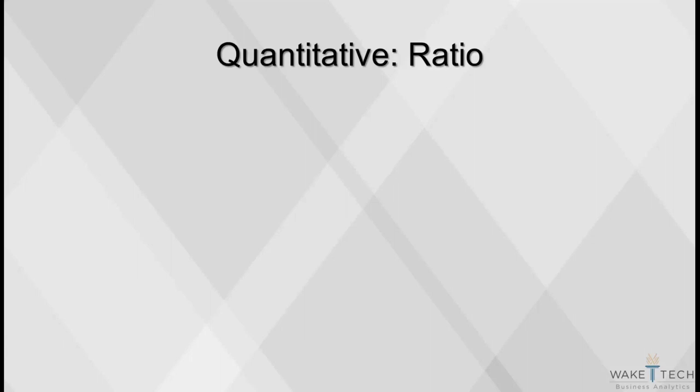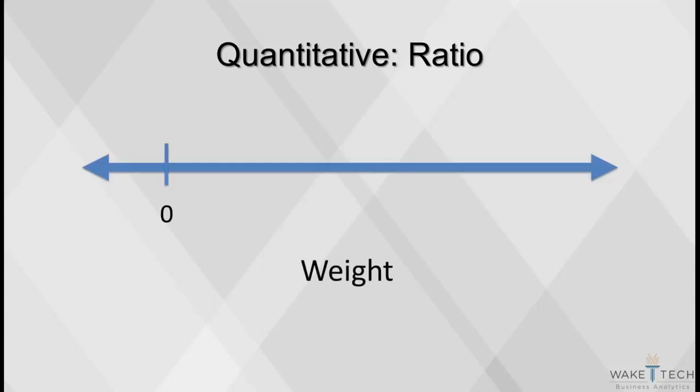Ratio variables are interval variables, but with the added condition that 0 of the measurement indicates that there is none of that variable. True ratios exist when the same variable is measured on two different members of the population. For example, consider the weight of an individual. It makes sense to say that a 150-pound adult weighs twice as much as a 75-pound child.